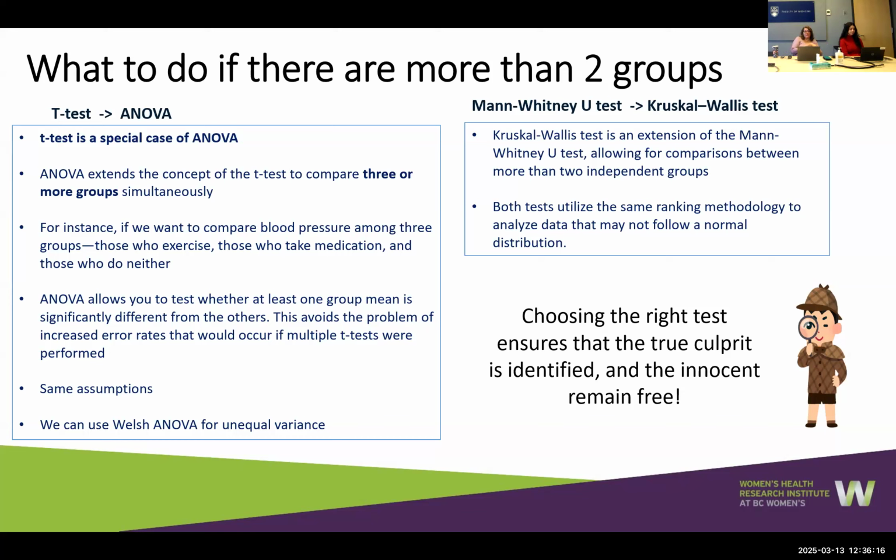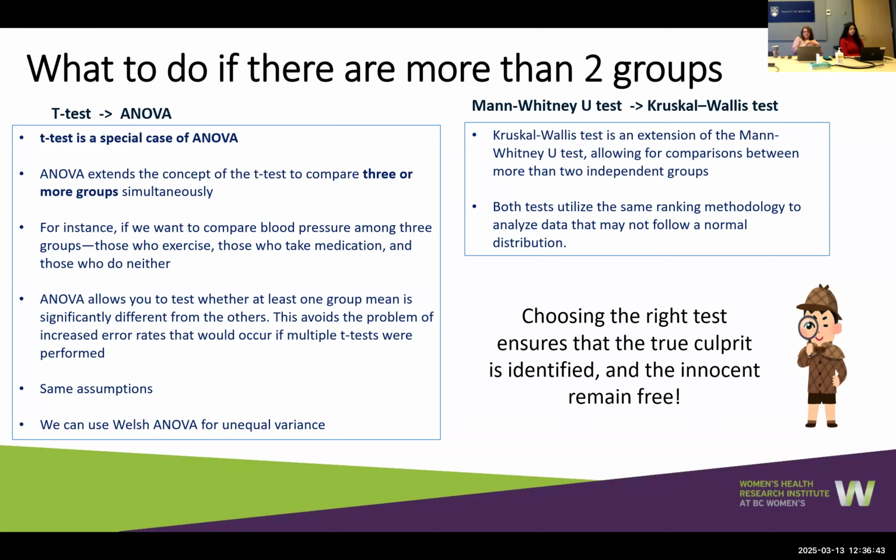For ANOVA tests, as for t-test, there will be the same assumptions: equality of variance, normality, and independence of observations. And if we do not have equality of variance, same as for t-test, we can have the Welch adjustment, and we can run Welch ANOVA for unequal variance.